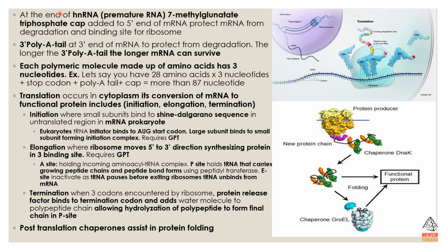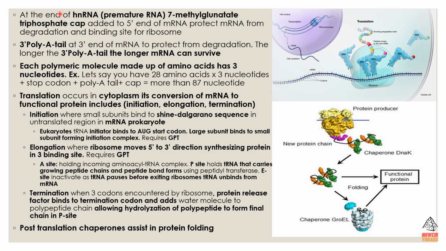Next, at the end of the hnRNA, the premature RNA, it's becoming an mRNA. So what happens? A 7-methylguanosine triphosphate cap is added to the 5' end of the mRNA to protect it from degradation, and it's a binding site for the ribosome. So the ribosome knows, here's the 5' end. We can just say 7-MGT cap, something like that, to remember it.